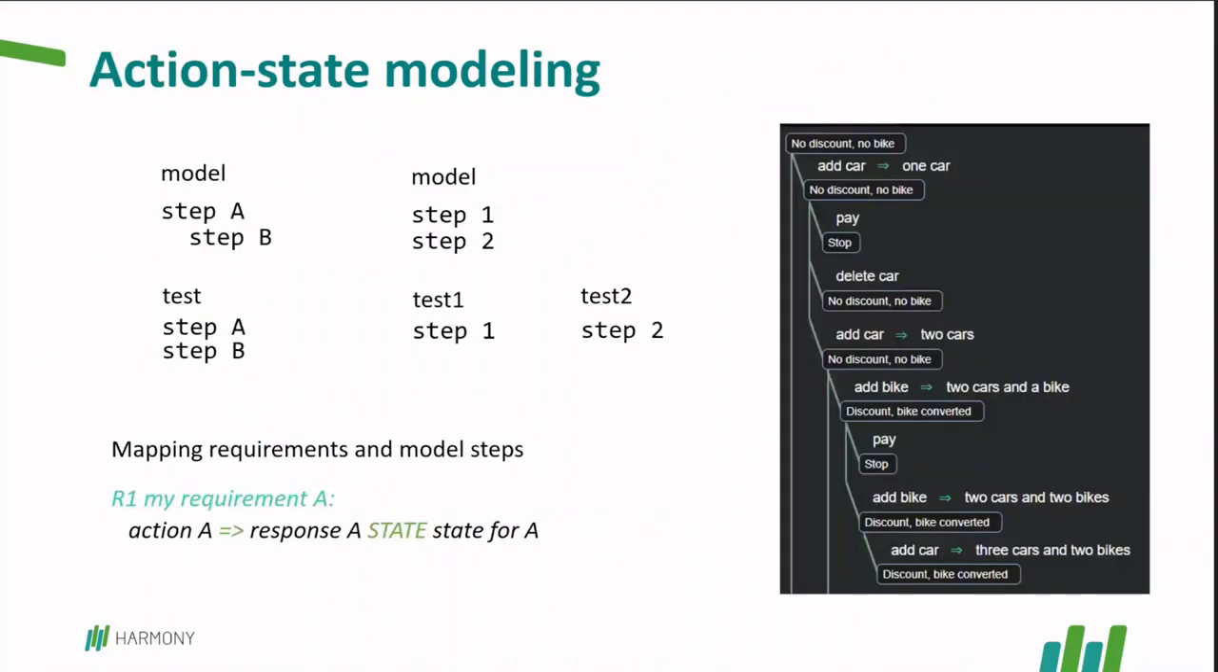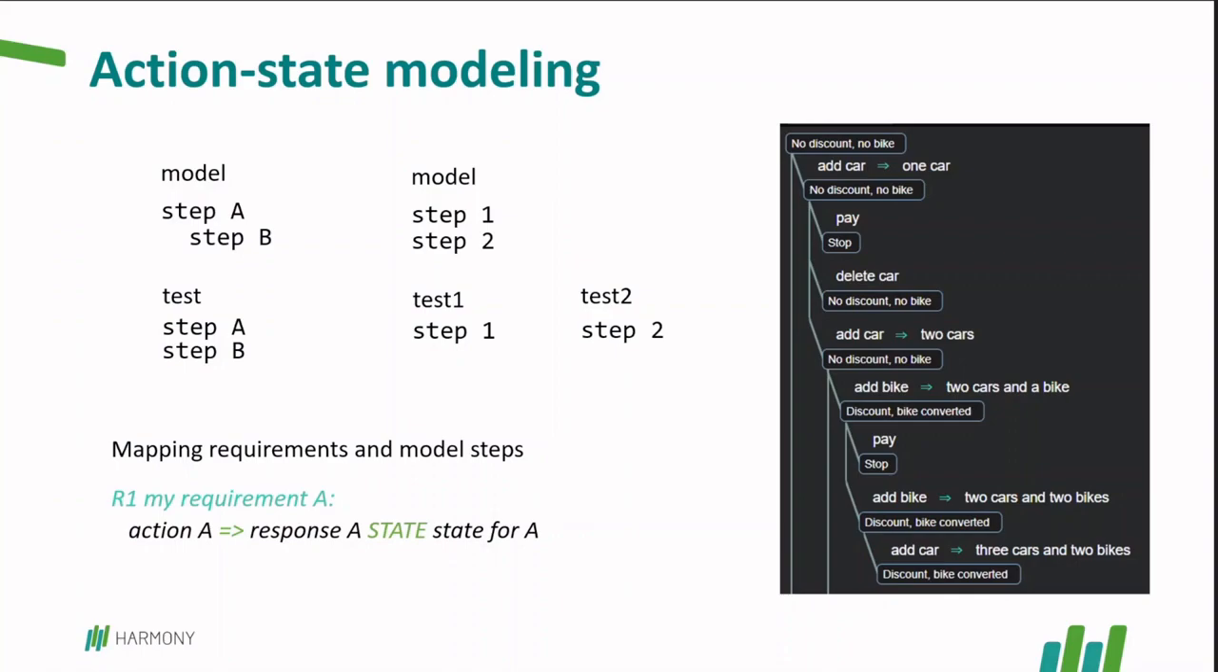Action state modeling is really easy. On the left-hand side, you can see 2 steps, and the second step is indented right. In this case, we have a single test case with 2 steps. On the right-hand side, we have also 2 steps, but the indentation is the same. And in this case, we have 2 test cases with one step.